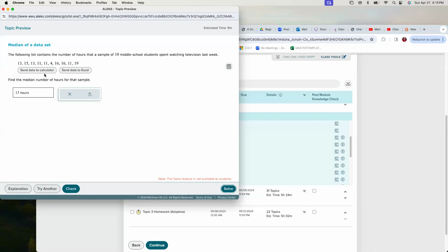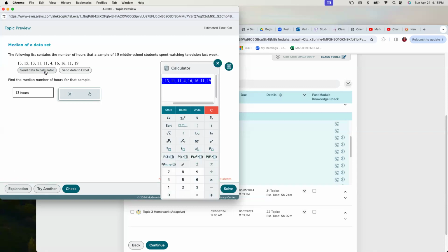To review real quickly, if we send that data to the calculator and then sort it, we counted up 1, 2, 3, 4, 5, 6, 7, 8, 9, 10. So the fifth and sixth are the middle two. Add 13 and 13 together, 26, divide by 2, get 13. There's my solution. That's how you would have done that one.